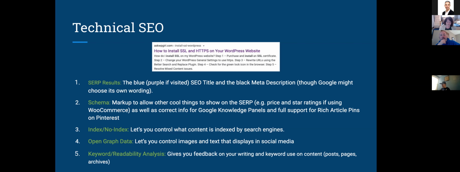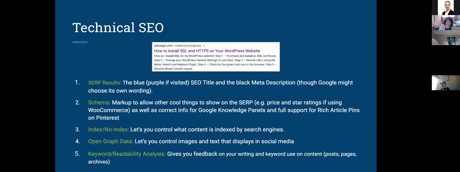Index, no index, it lets you control what Google shows on the results page and what you might want to have indexed or not. So for example, thank you pages, certain pages on our site that aren't really valuable for SEO, we may not want Google to index and have show up in the search results. Open graph data lets you control what images and text display in social media. If someone shares a post on Facebook or Twitter, Yoast gives you the option of customizing what shows on Facebook or Twitter uniquely, and that's super, super awesome.